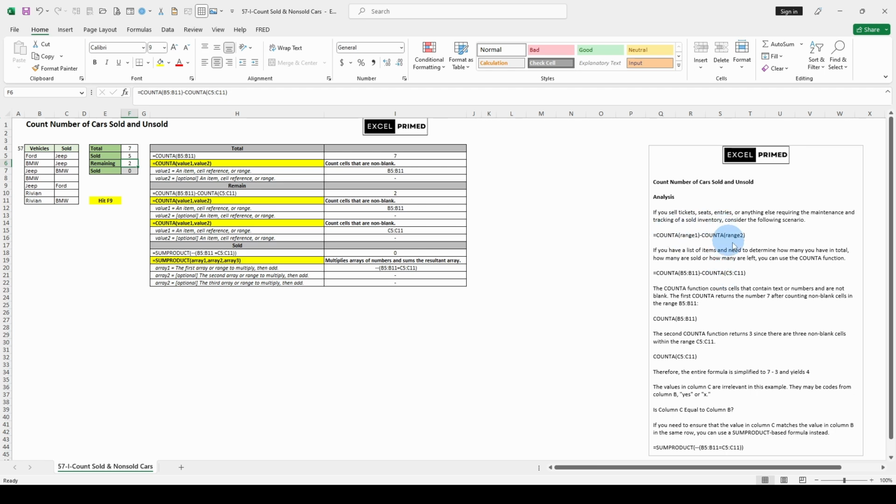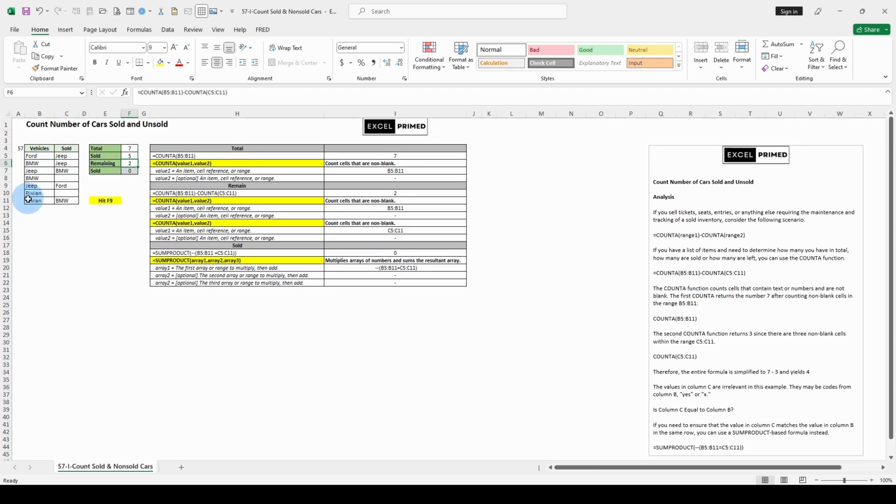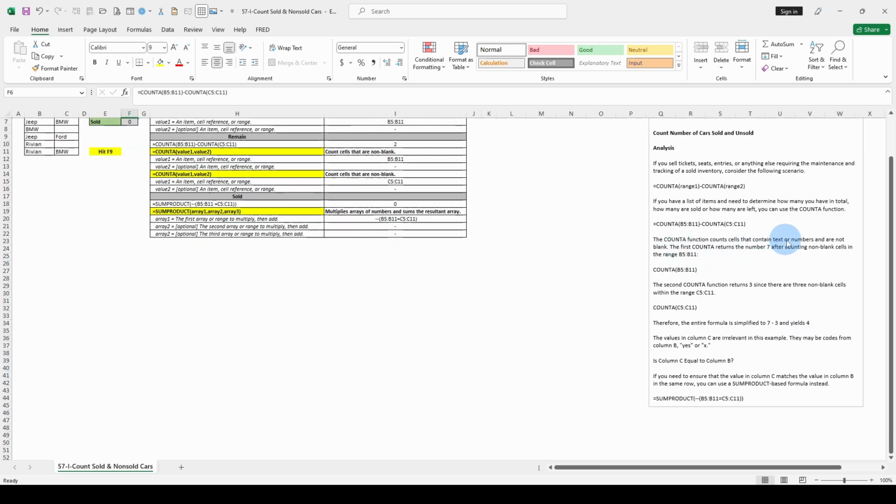COUNTA, this is what I just pointed to. And we're using B5 to B11. That's the first argument. The second is C5 to C11. Sold versus not sold. The COUNTA function counts cells that contain text or numbers and are not blank. Not blank. Keep that in mind.